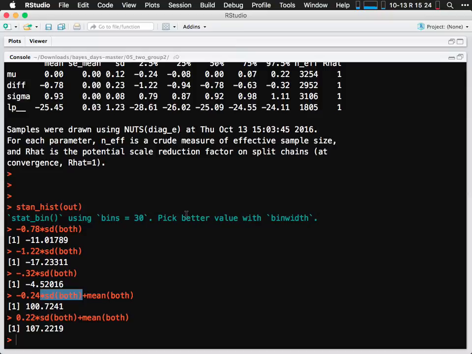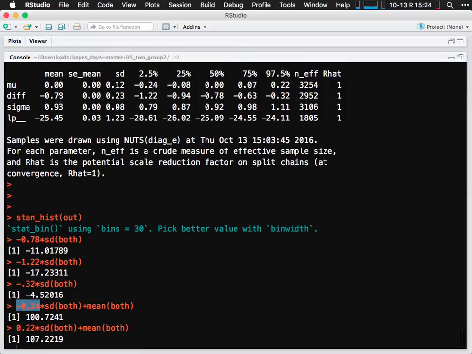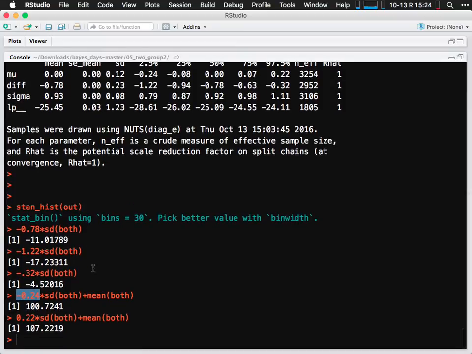But if you just did it without adding the mean, you could just take the number, your output, the negative 17, and add the mean to it, the mean for both. Yeah, okay. Cool.